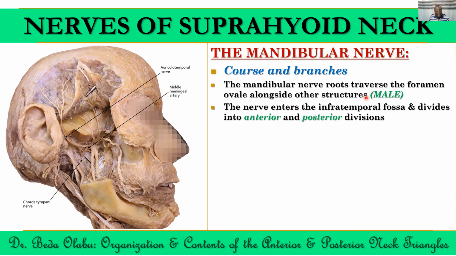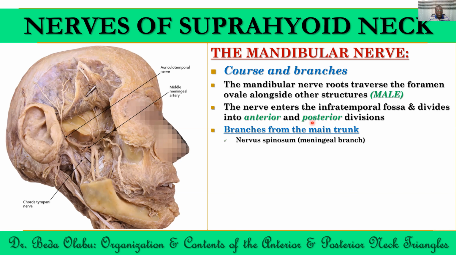After the nerve has passed through the foramen ovale and the sensory and the motor root have met, the nerve divides into two divisions: an anterior division and a posterior division. Let's talk about the branches of the mandibular nerve, and we can look at the branches in three entities: the branches before the two divisions, so those are branches from the main trunk, and the branches after the two divisions.